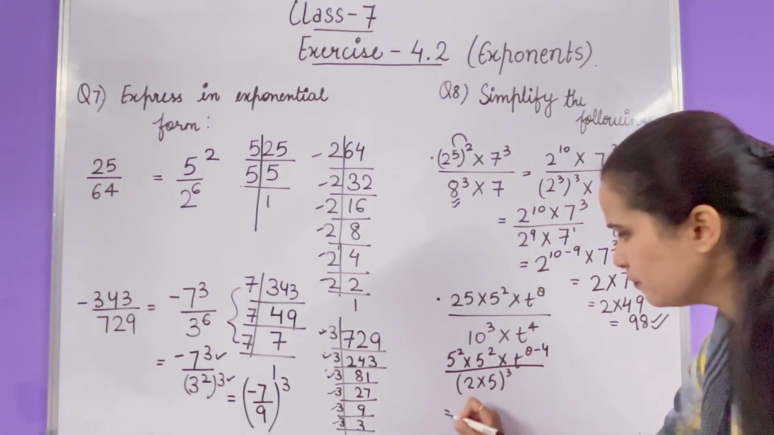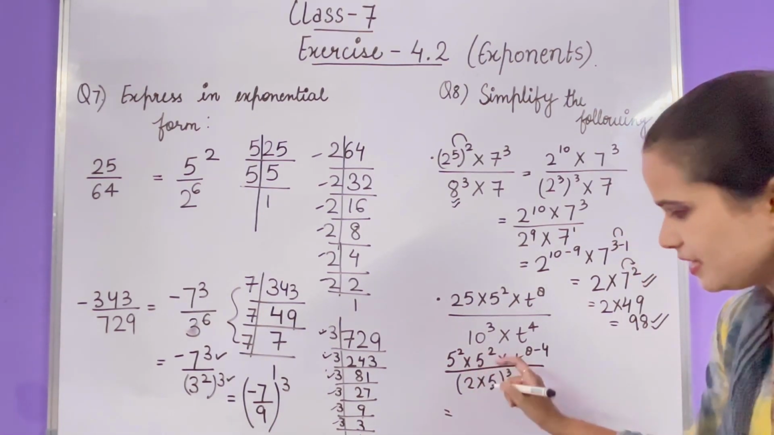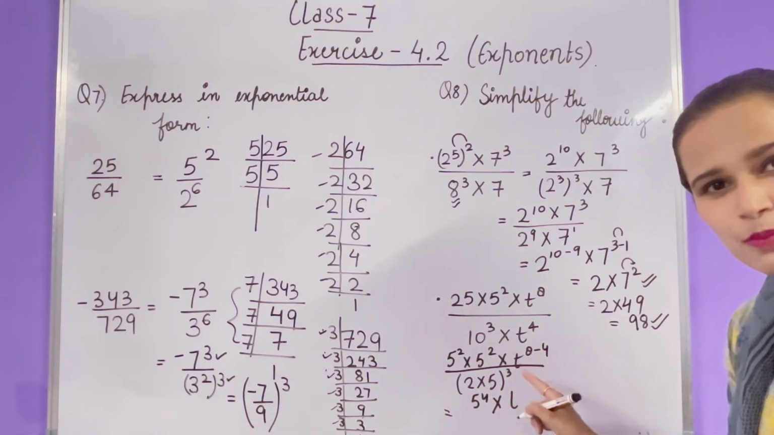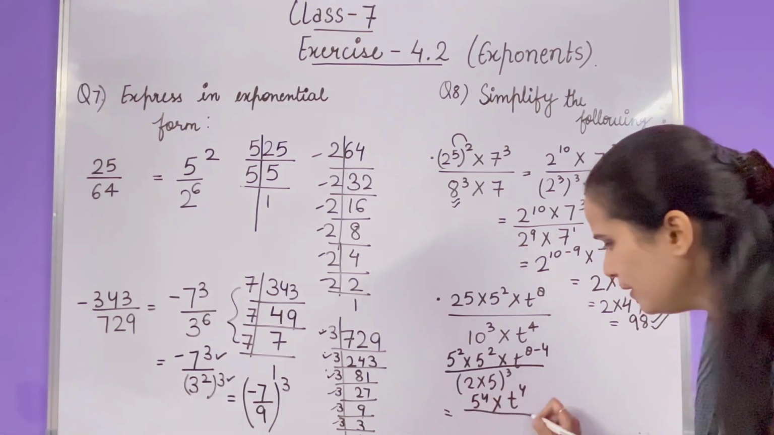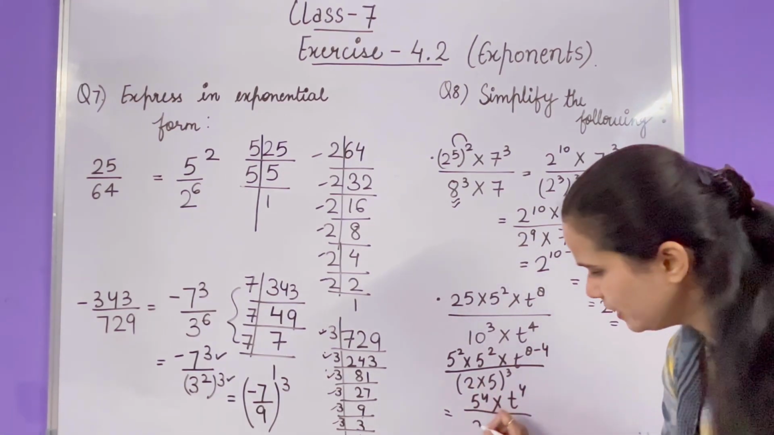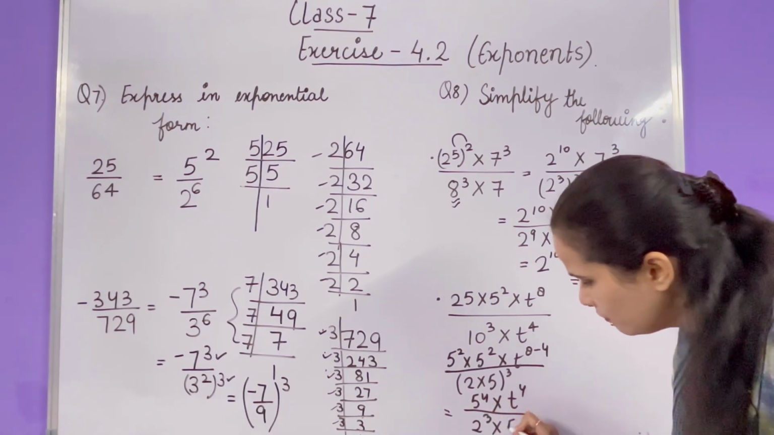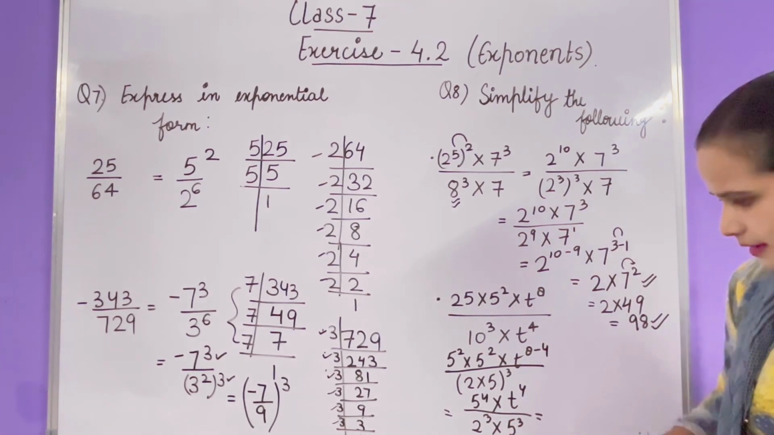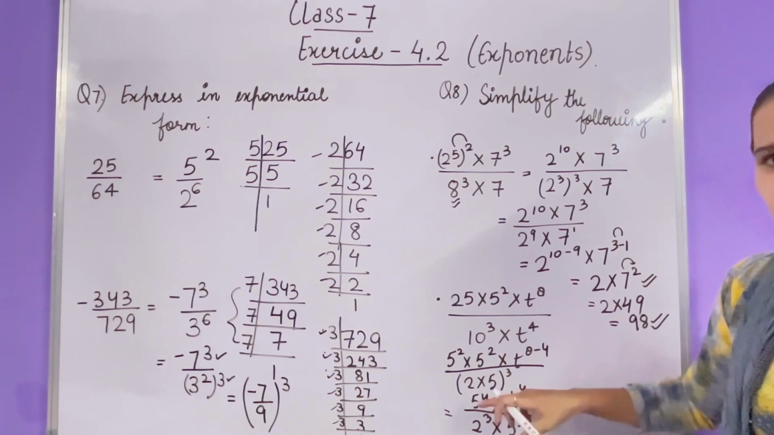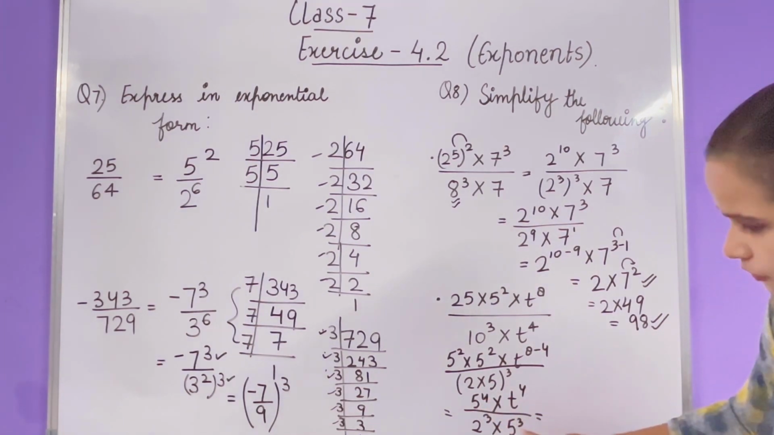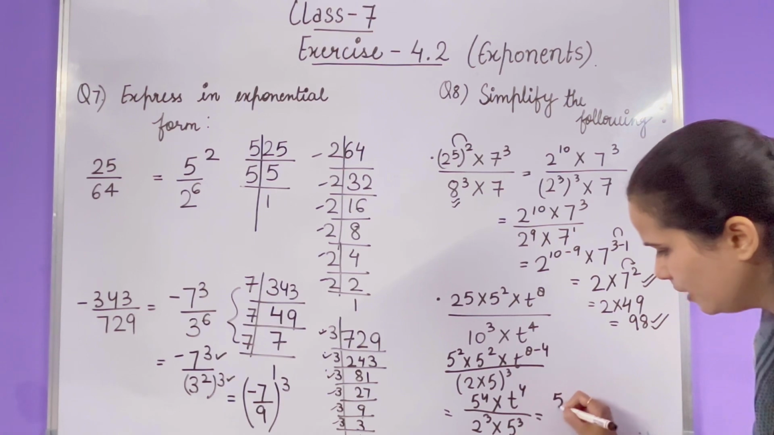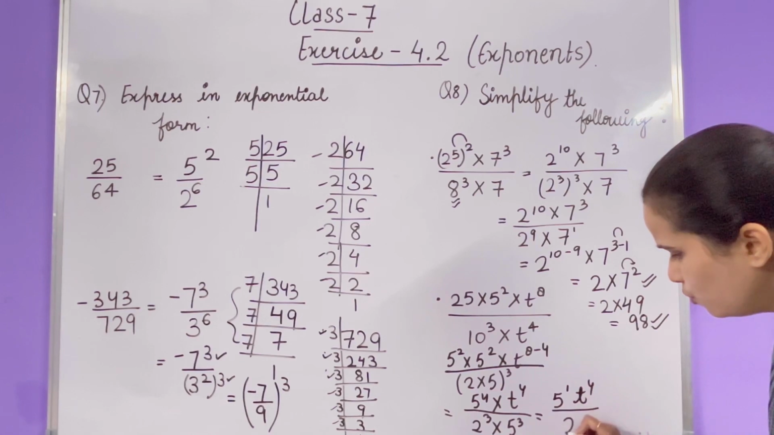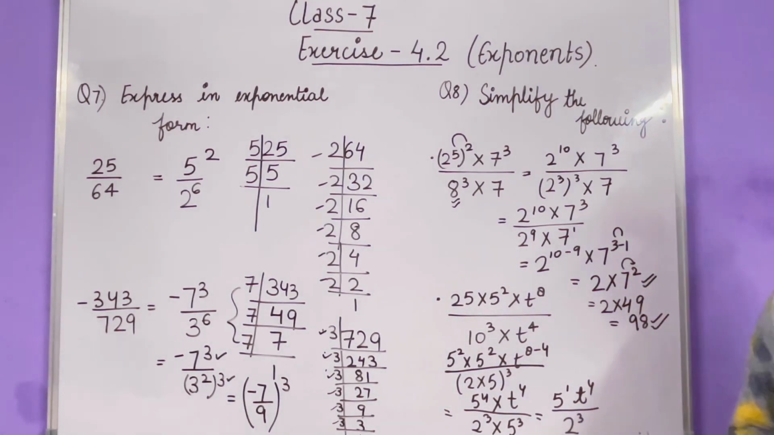Now see the next part. 5 square, the number is the same, so we will add the powers: 5 raised to the power 4. Similarly, t raised to the power also 4. Multiplying inside this cube, what will be the answer? 2 cube into 5 cube. Now 2 has no partner, so 2 stays in its place, but this 5 raised to the power 3 will go in the numerator. 5 to the power 4, subtract 5 to the power 3, what will come? 5 to the power 1, t to the power 4 upon 2 cube. So that is the exponential form for this question.